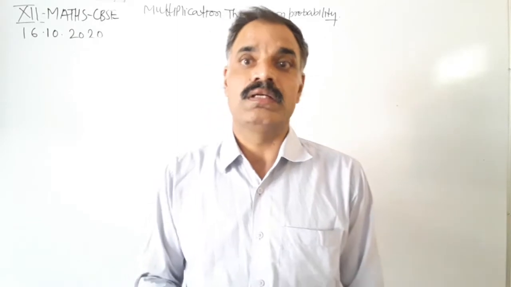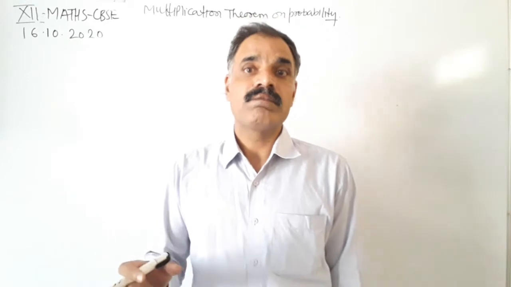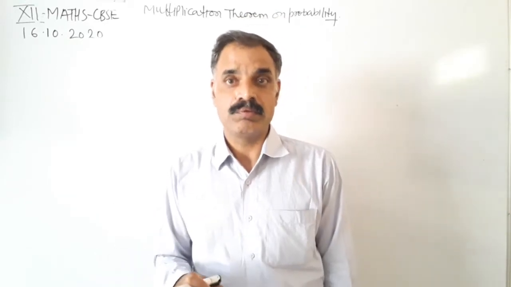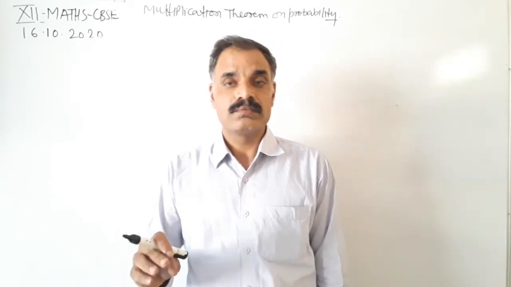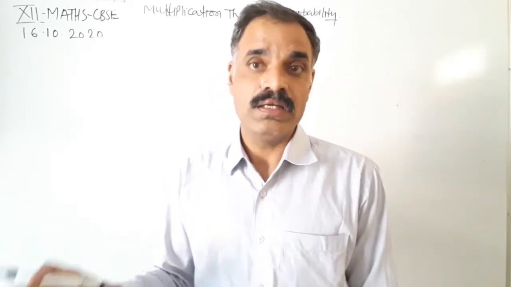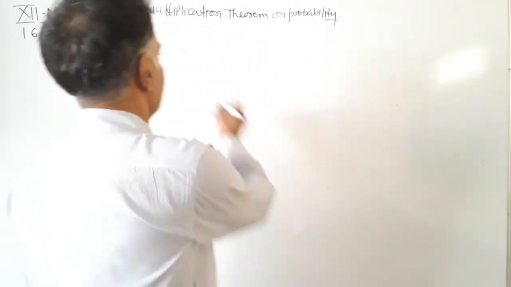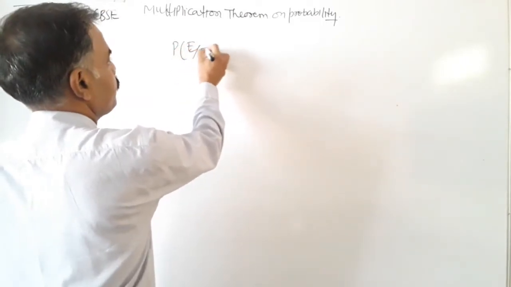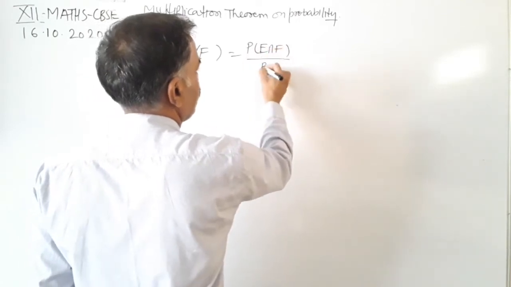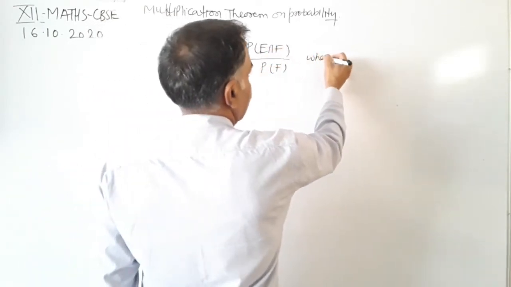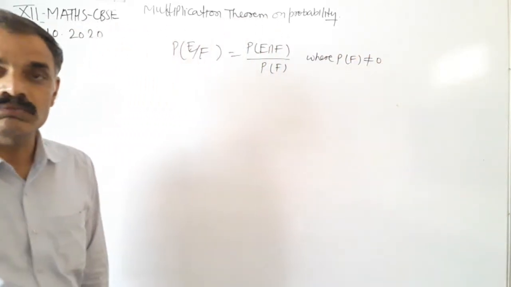Conditional probability says that the probability of the event E, whenever event F has already occurred, is given by P(E|F), that is equal to P(E intersection F) upon P(F), where P(F) is not equal to 0.